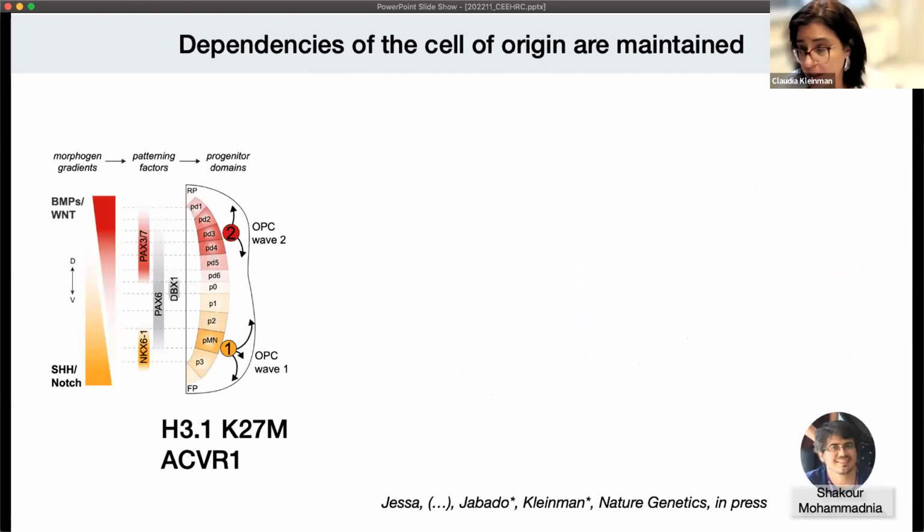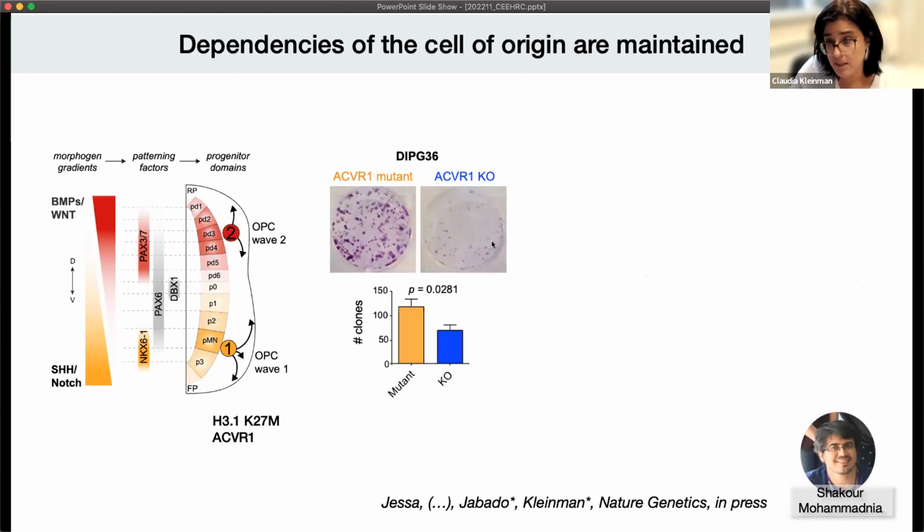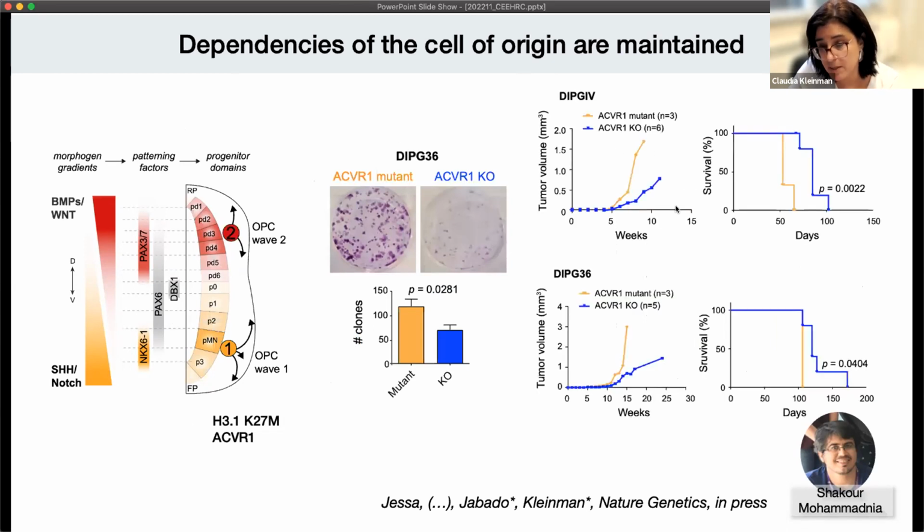So going back to mutational patterns, the mutation that partners with H3.1 in the pons is in 80% of the cases ACVR1. So ACVR1 is constitutively activating BMP in a cell that does not know how to deal with it. Consistently, the tumors rely on ACVR1 for having BMP activation. If we remove ACVR1, we lose the downstream phospho-SMAD, we lose the expression of the BMP effectors ID genes, we lose the capacity of colony formation in vitro, we decrease the capacity of tumor formation in vivo.